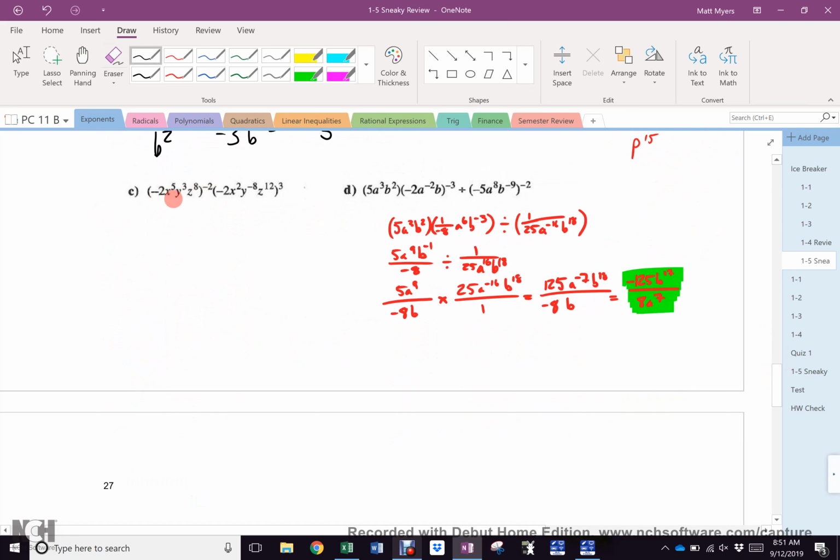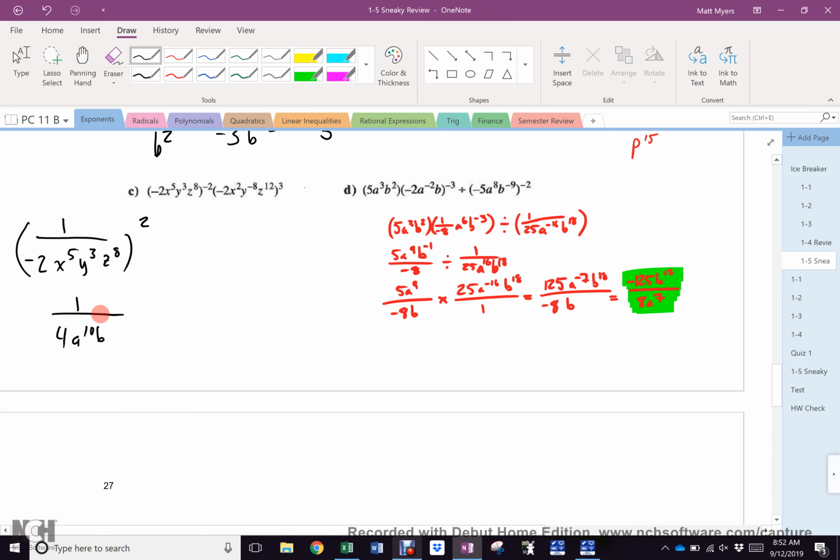Negative flips this whole thing. 1 over -2, x to the 5th, y to the 3rd, z to the 8th, all squared. Now I'm going to deal with that. 1 over. Negative's part of the base. It's squared.